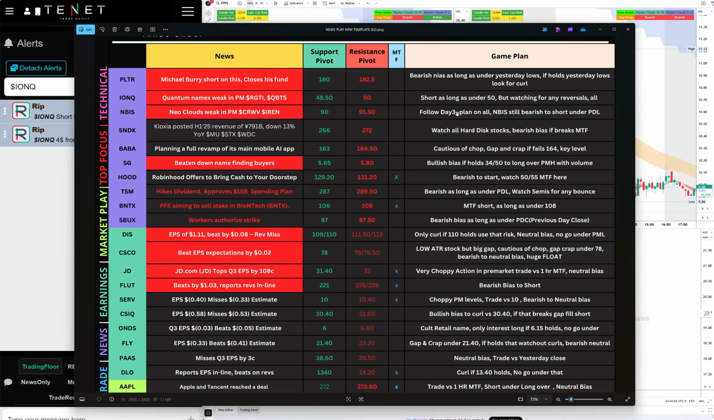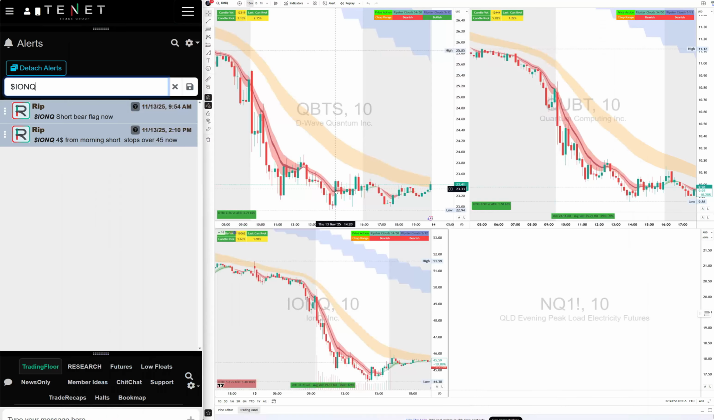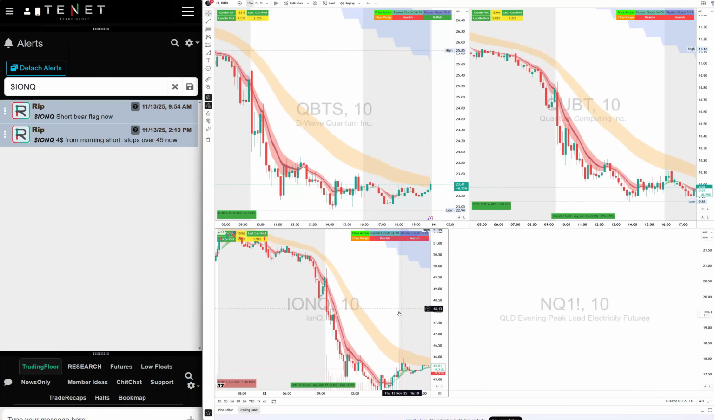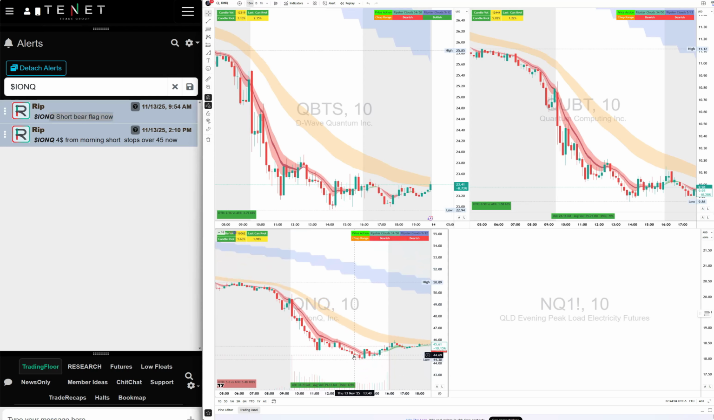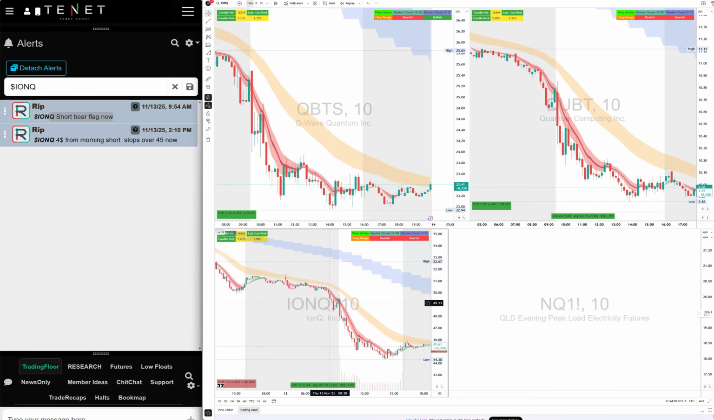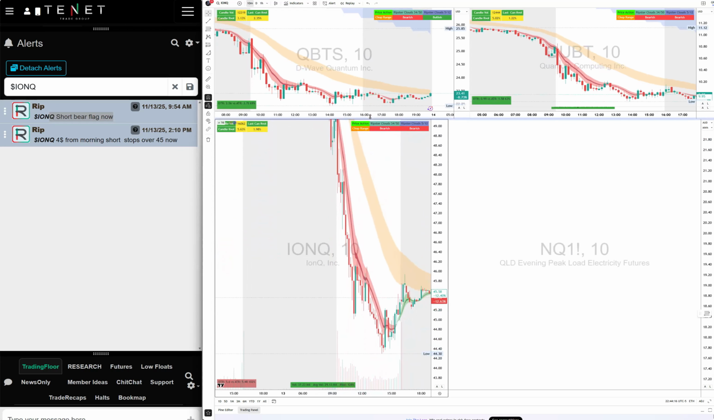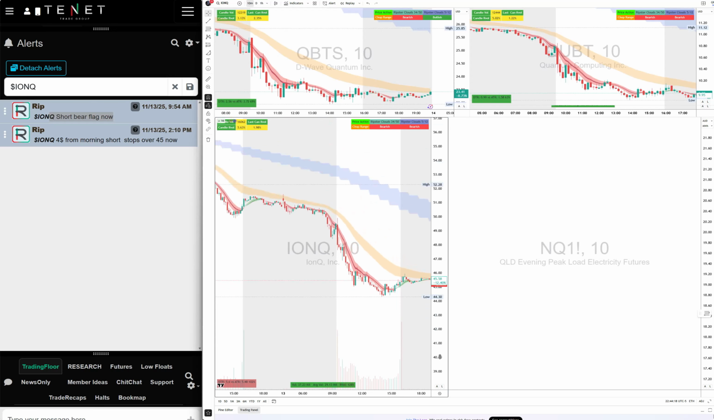Short as long as under 50. That was a simple plan. 48.50 support, 50 resistance. As soon as I saw it, I told the traders to short it, and then at 10 a.m. I told the traders it's a bear flag, and from that bear flag it faded all the way to 44. So risking 50 cents, if you risk $1, you could make 5 grand shorting that IONQ short right there with the 50 psychology. And no hindsight, I gave that plan in the pre-market.